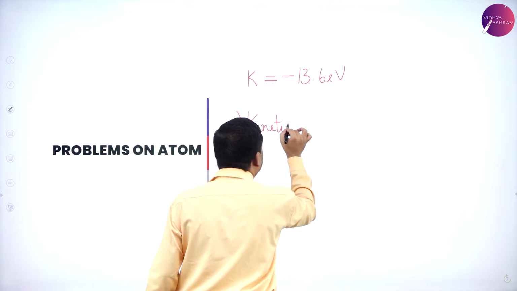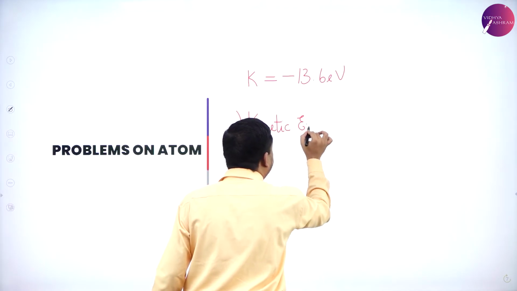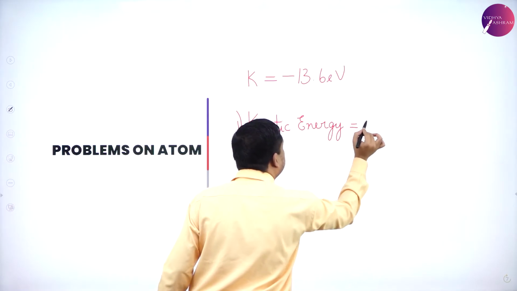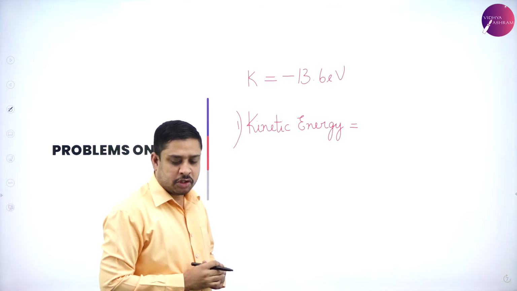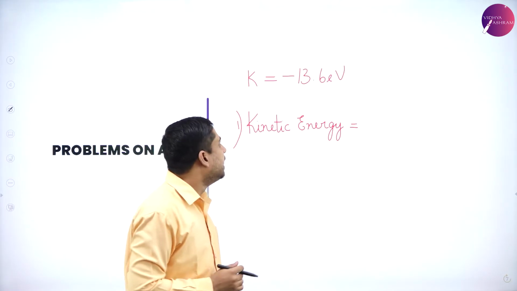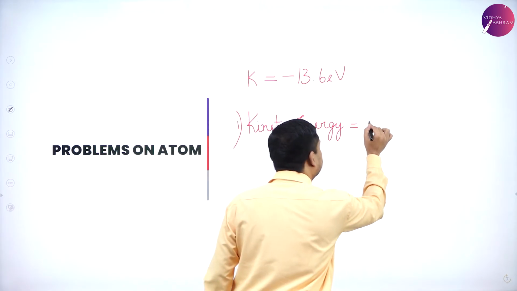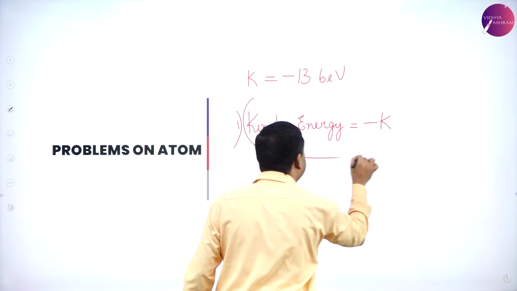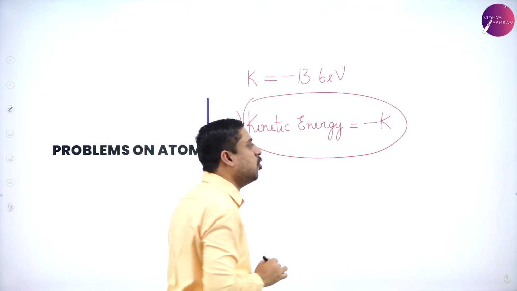So first, always remember, kinetic energy of an electron in the ground state is minus total energy. Please remember this.